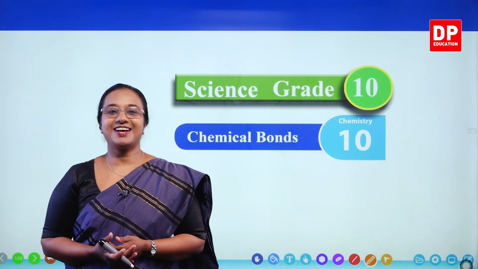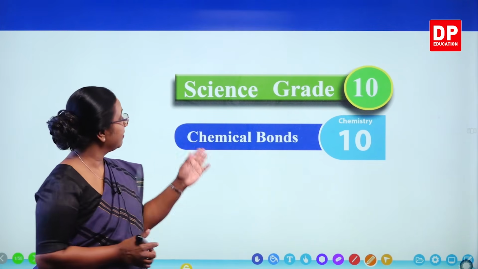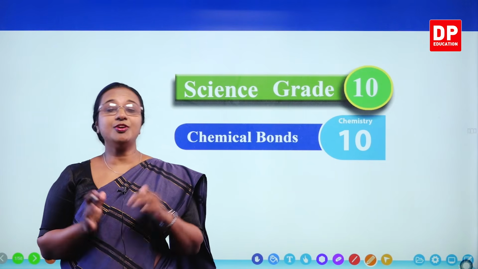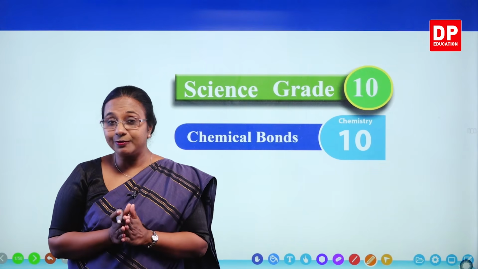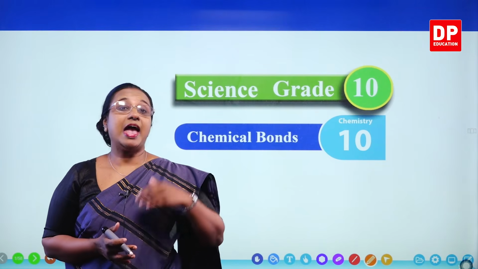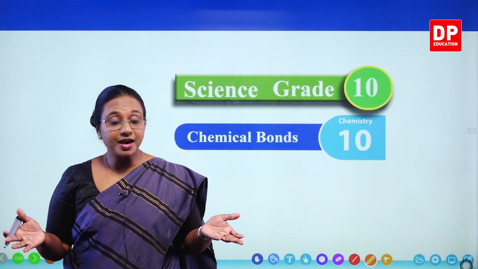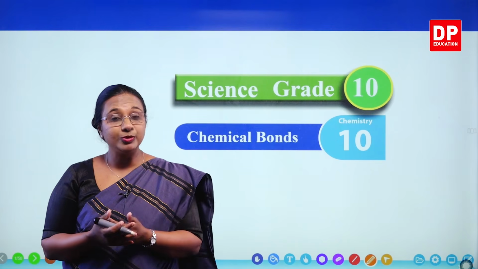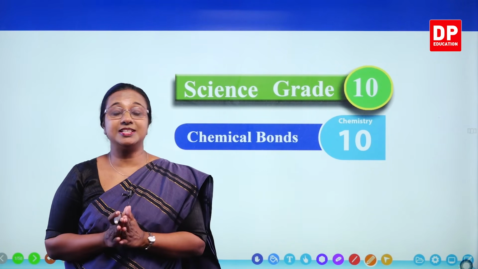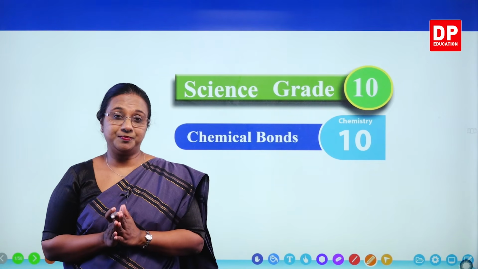Today I am going to discuss with you all the 10th lesson of your science textbook, that is chemical bonds. From learning this lesson you are going to be able to answer certain questions. Why do atoms form bonds? And how do they combine and form bonds? What are the types of bonds? And how do they differ when they form bonds? Those are some of the questions that you will be able to answer once we discuss this lesson.